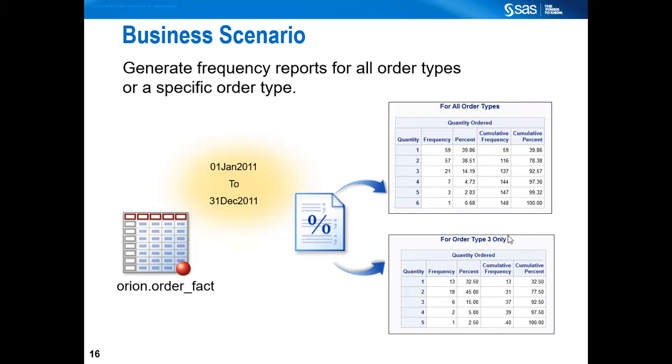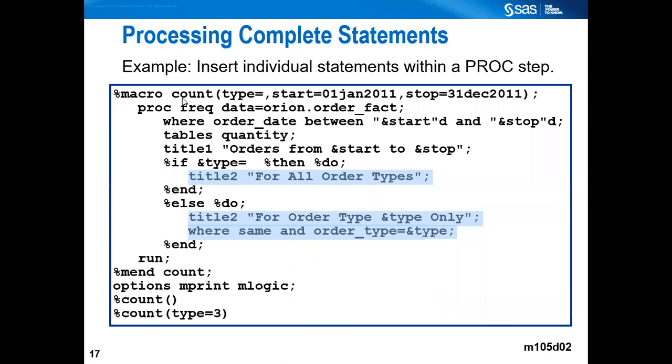And this is order type only with three, that means internet. So this is the frequency count of quantities. So from your input data order fact, you have to write a program which can create reports ranging from these two dates. So how will you do it? Simply write a macro with a parameter list giving type, start date, stop date as your parameters.